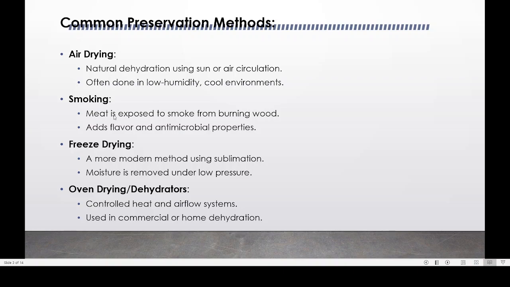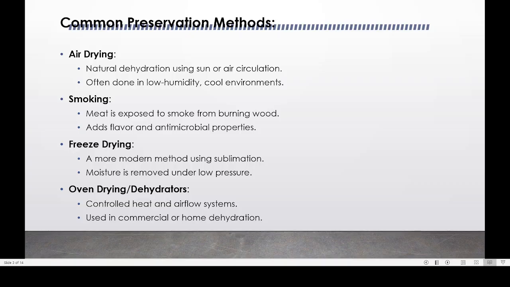And second is smoking. Meat is exposed to smoke from burning wood. Adds flavor and antimicrobial property. Here also I will show you some picture. Smoking of meat. Advantages of smoking, here you can see that these are the techniques. At home also you can prepare smoking like this. In the last class I showed you a small video, how we can produce smoke inside our house. So these are the techniques of smoking.